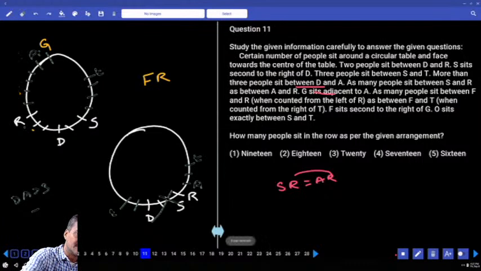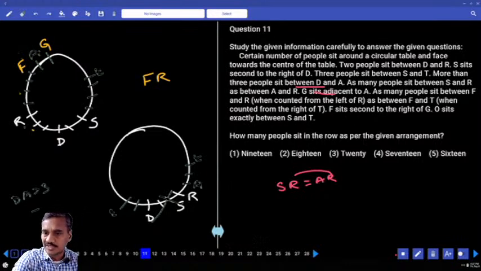F cannot be here. 1, 2, F is at this place. F sits second to the right of G. Then next, as many people between F and R. How many people? 3 people. Same as whom? F and T. Between F and T there must be exactly 3 people, 1, 2, this one. Done with this? 3 people between F and T.